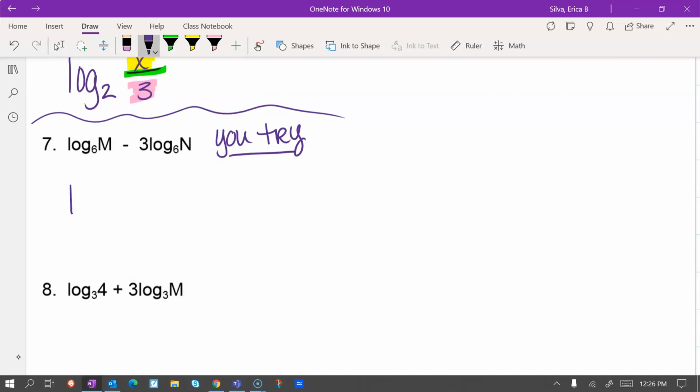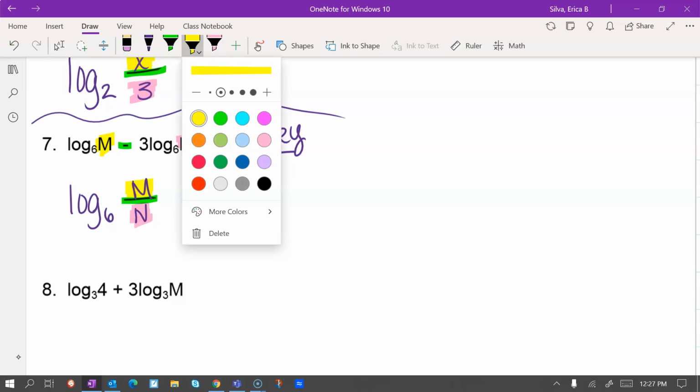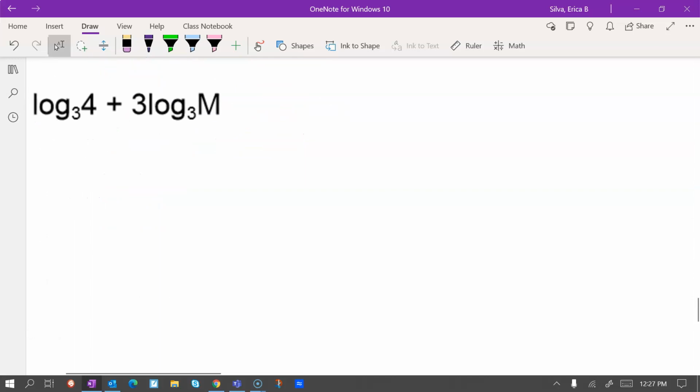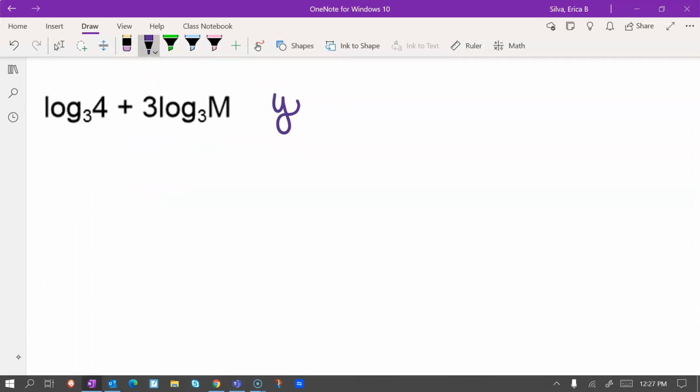All right, now we're going to have a division because it's minus. My first number is our numerator, and my second number is my denominator. And notice how this one has a coefficient, and my coefficient ends up being the exponent for my n. All right, go ahead and you try this one now.